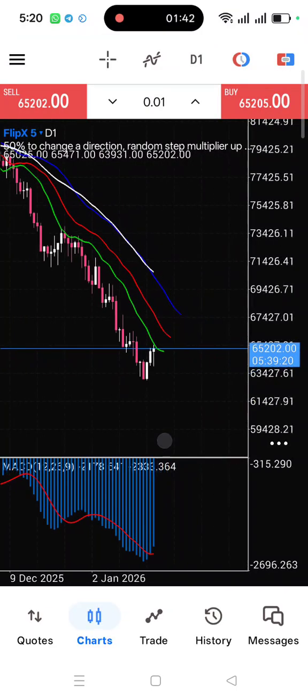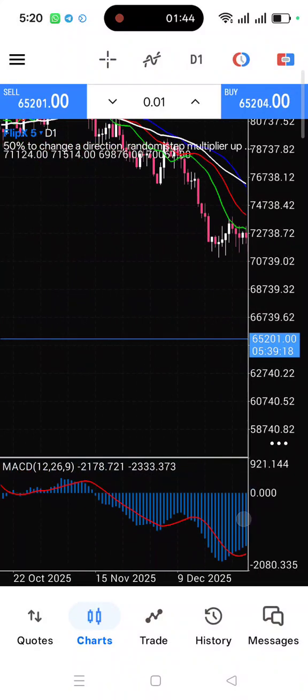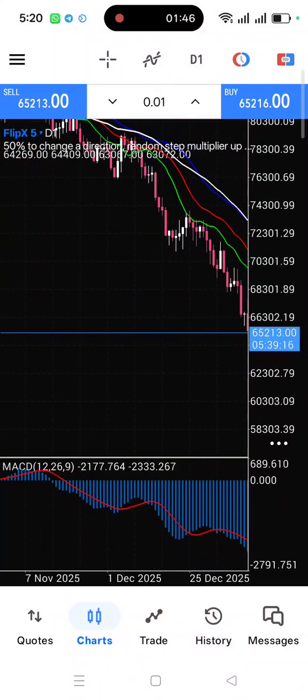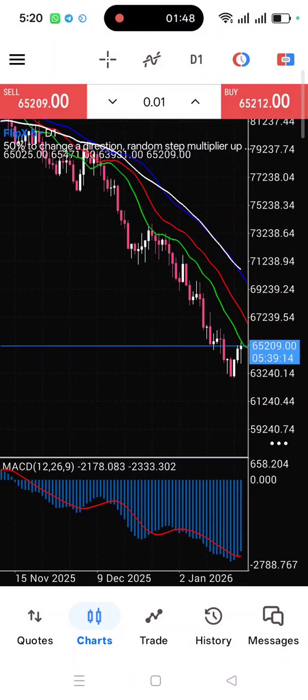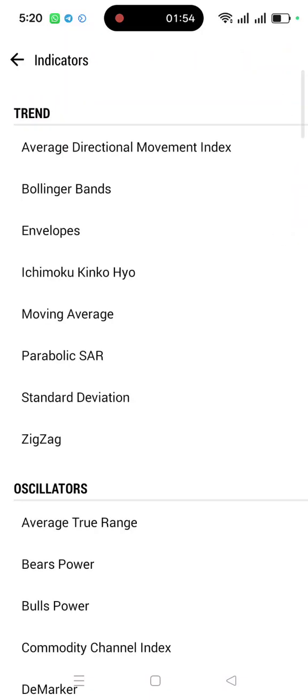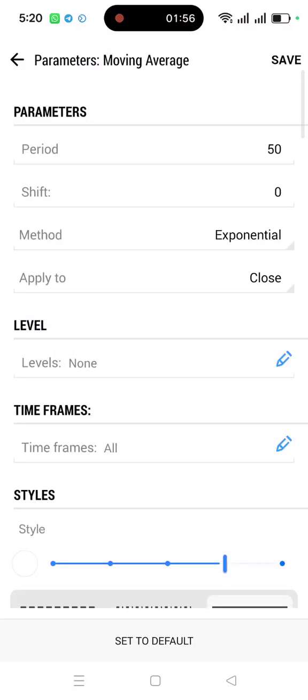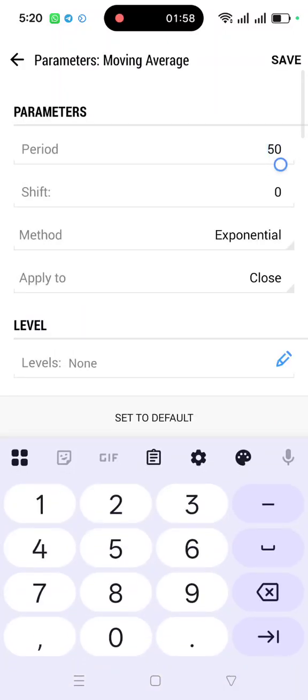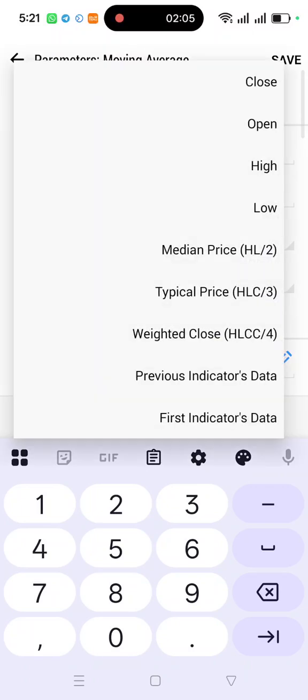So this is the MACD. Now I want to smooth the MACD, so I'm going to be adding another thing to the MACD. This time we are adding to window 1, so I'm going to be adding moving average exponential 2. This time I'm applying to previous indicator data, or even first indicator data, because it's the first and it's the previous.